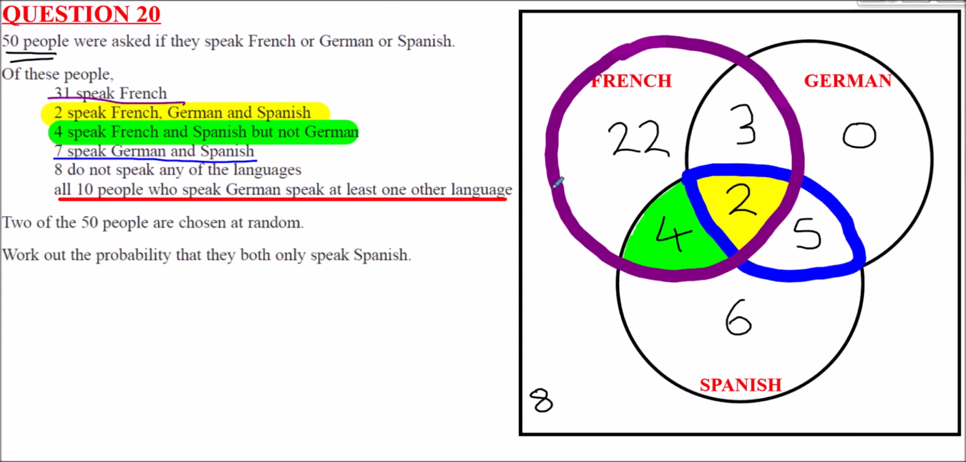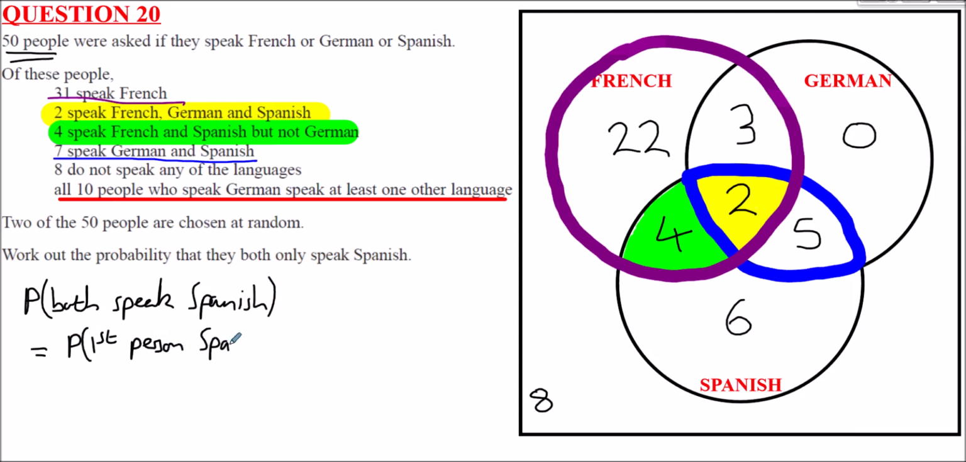We've now got enough to tackle this question. So the actual question is: work out the probability that both the people chosen at random speak Spanish. So the probability that they both speak Spanish equals the probability the first person speaks Spanish and then the second person picked would also need to speak Spanish.